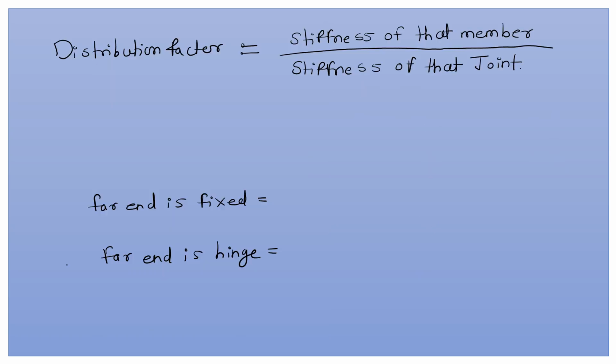Then next is distribution factor. Distribution factor is the ratio of stiffness of that member to the summation of stiffness of that joint. This is the distribution factor. In case when the far end is fixed, the stiffness is 4 EI by L, and if the far end is hinged, then the stiffness is 3 EI by L. Okay, these are the values of stiffness.